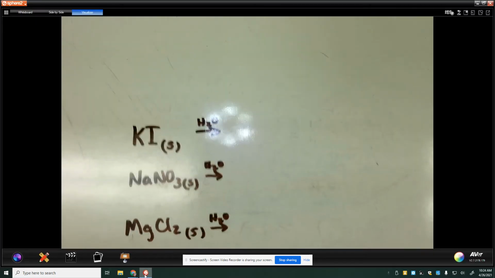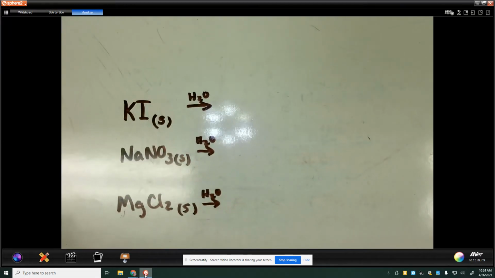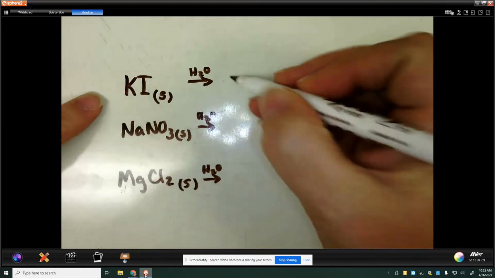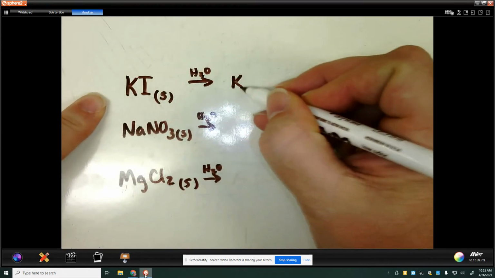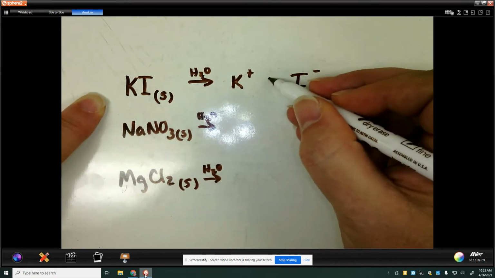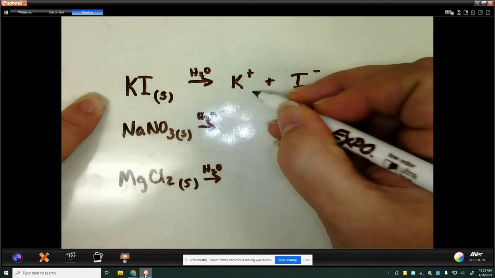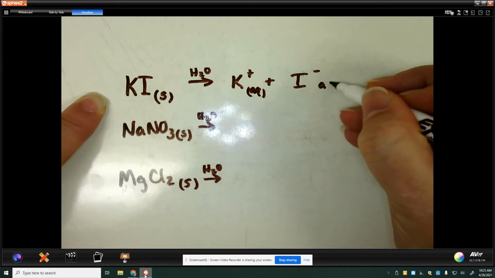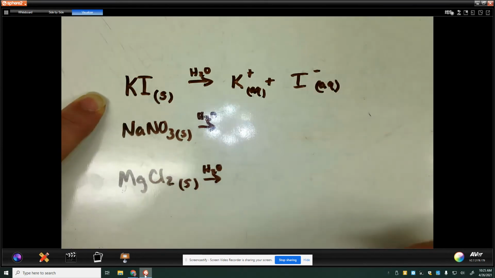Okay. So here we have those substances. I'm going to show you how they do separate into their ions as we put them in water. Potassium iodide splits up into potassium ions and iodide ions. We want to make sure that we put a plus in between those. And to be totally accurate, these would both be ions in aqueous solution. So we put an AQ there.